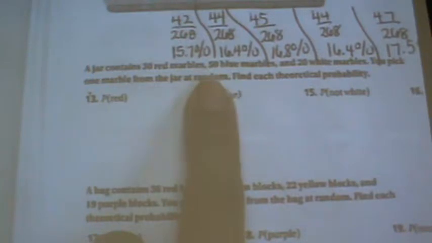13 through 16. These are called theoretical probability. We have a jar of marbles. We have 30 red marbles, 50 blue, and 20 white. How many marbles are in this jar? 100. How do you get that? How'd you get 100? You add them all up.